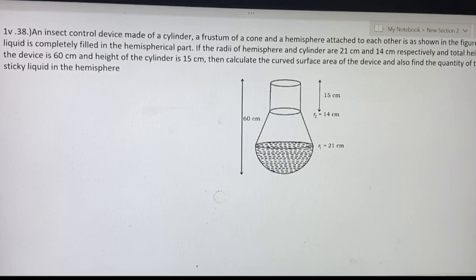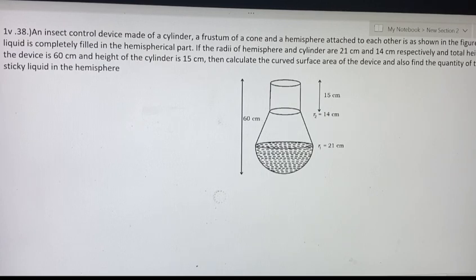Now this is the last question of the 2024 question paper. It carries 5 marks. Do not miss out any steps here. I'll explain it clearly. So now let's start with the question. The 38th question, Roman number 4.